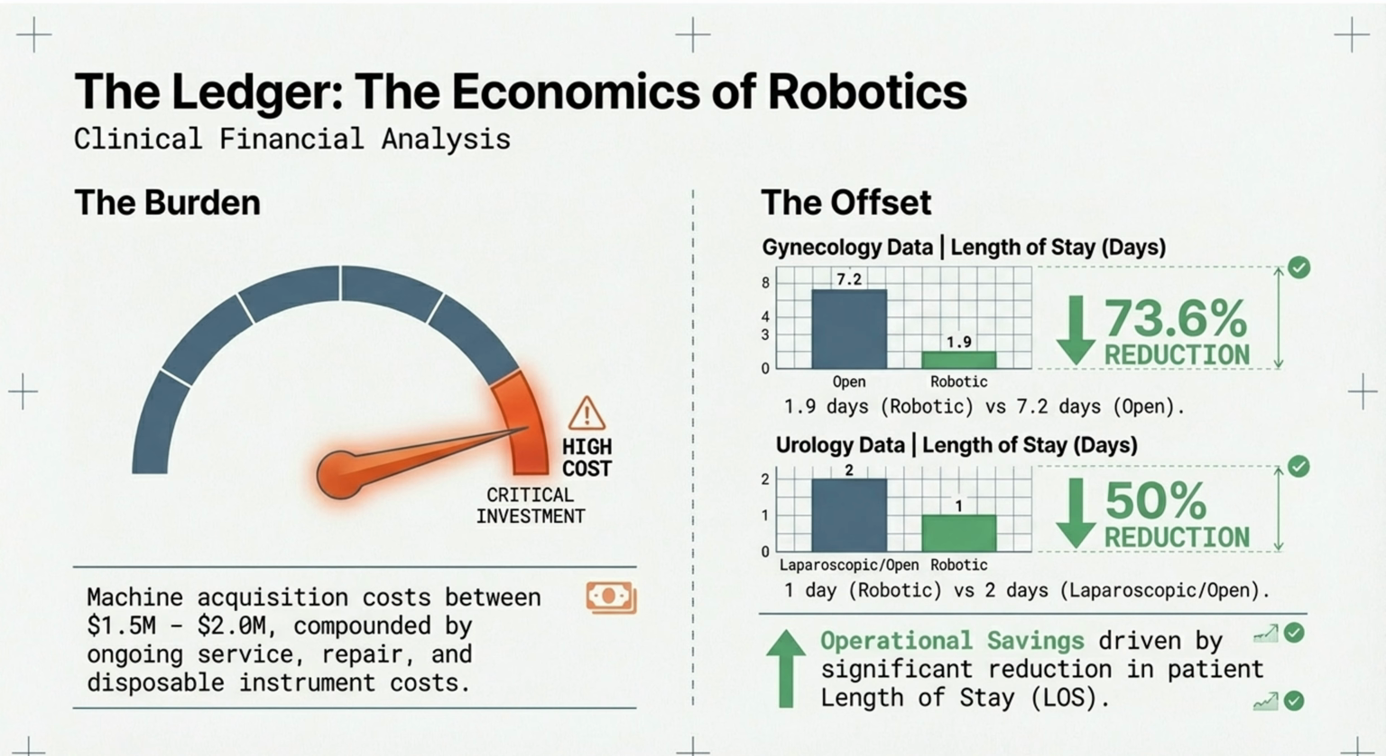Robotic systems require significant upfront investment and maintenance costs. However, they can reduce hospital stays and improve recovery times. Data shows shorter length of stay for robotic procedures compared to open surgery. These benefits can offset some of the financial burden.